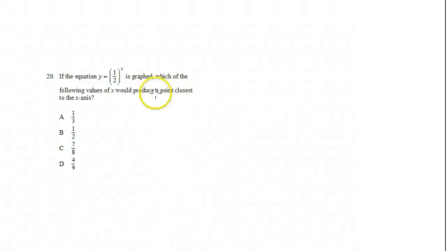All right, so for number 20, we have this exponential equation, right? Something raised to some power, meaning we're multiplying that over and over and over and over again. And we want to see which one of these values of x will produce a point closest to the x-axis. So first we have to determine, is it growth or is it decay?